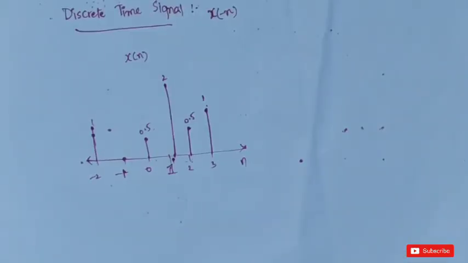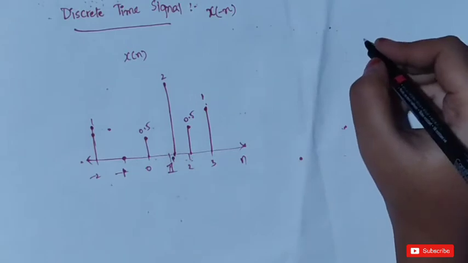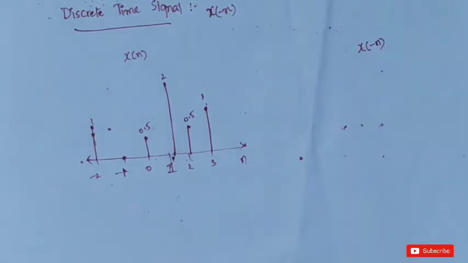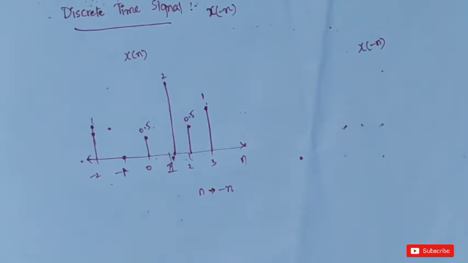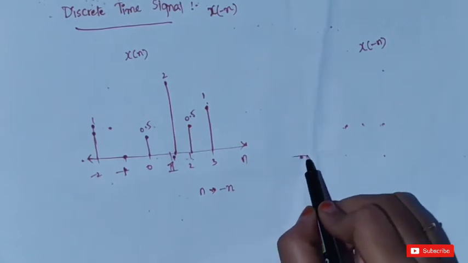Now let us consider the discrete time signal x of n. For this discrete time signal x of n, we need to find x of minus n. So how to find x of minus n? As we have found x of minus t earlier, in the same way we can also find x of minus n. Here also every nth sample is replaced with the minus nth sample to obtain the final result. Here also the amplitude does not change, only the nth samples change. Let us see this.